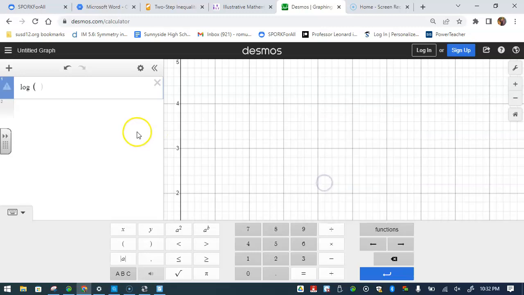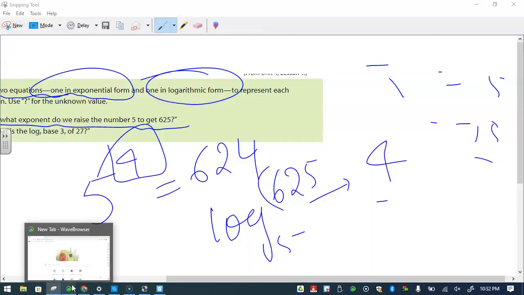Yeah, this one, and I put here 5, and you want to put 625, right? And if you check, you see you get 4. It just means that 5 raised to 4 is 625. That's all that means. Hope that helps.